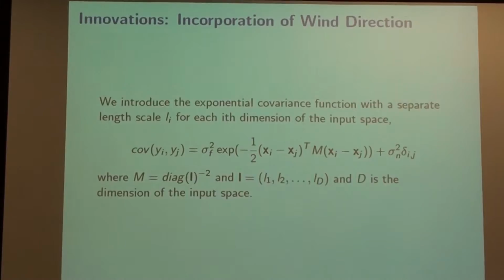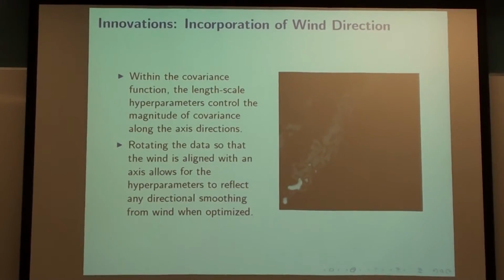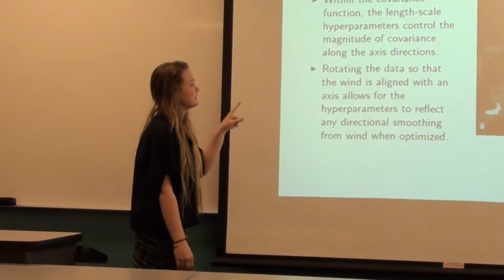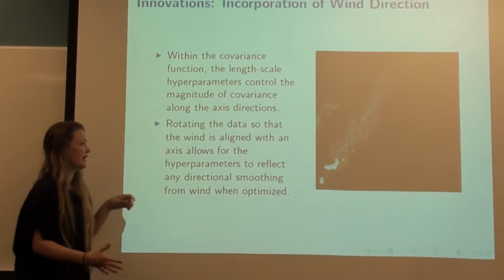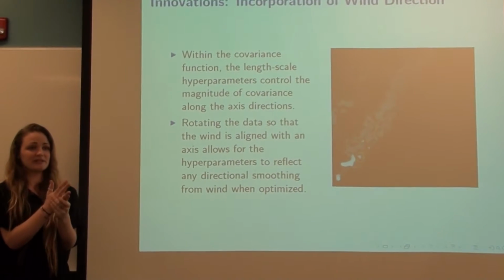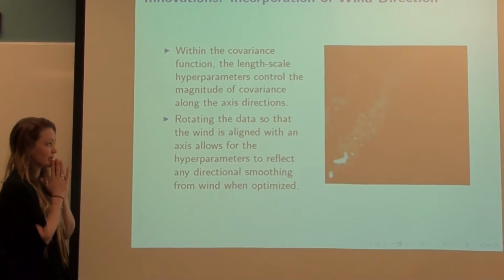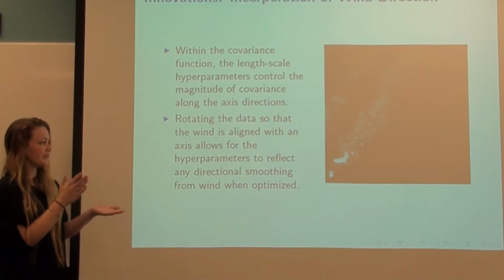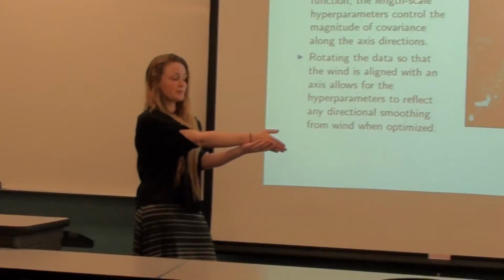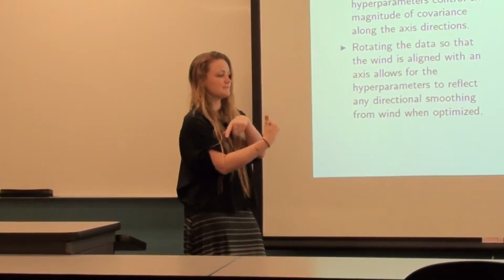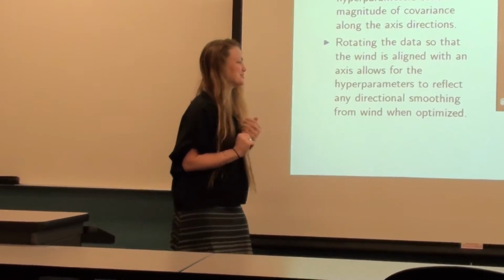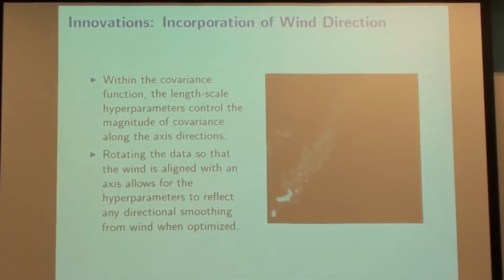But it isn't necessarily true that our plume is always going to align with an axis. So what we do is we rotate the data in our algorithm so that the wind is aligned with an axis. And then when we do that maximization of the hyperparameters, the smoothing along the wind axis will be shown, and the less smoothing in the other direction will be shown as well. And that's called automatic relevance detection.